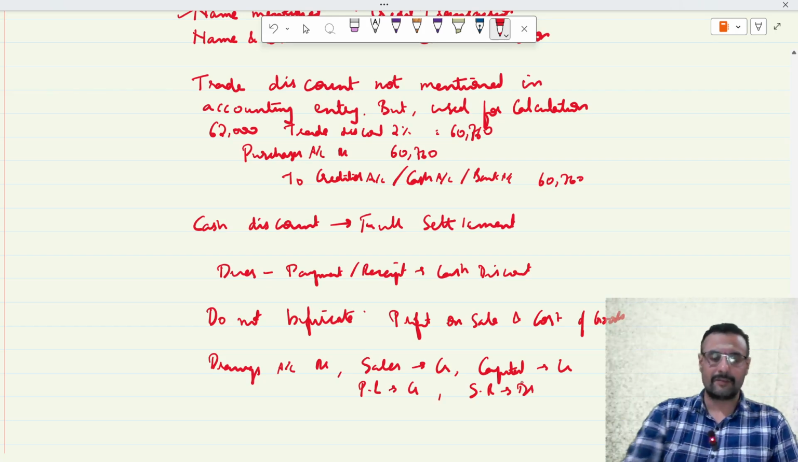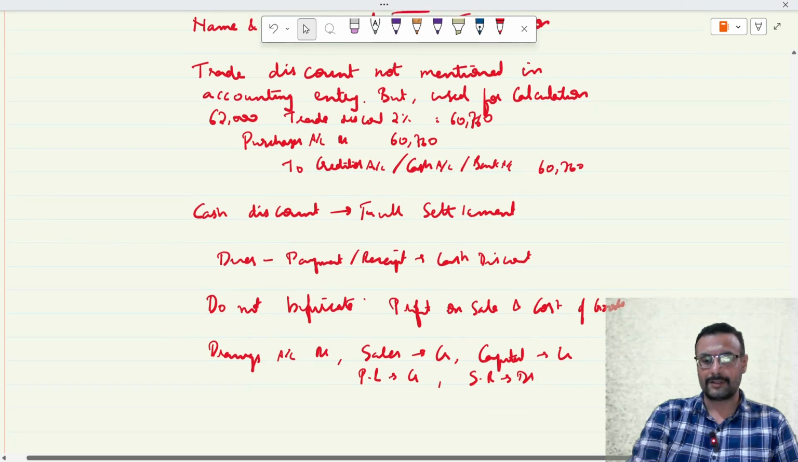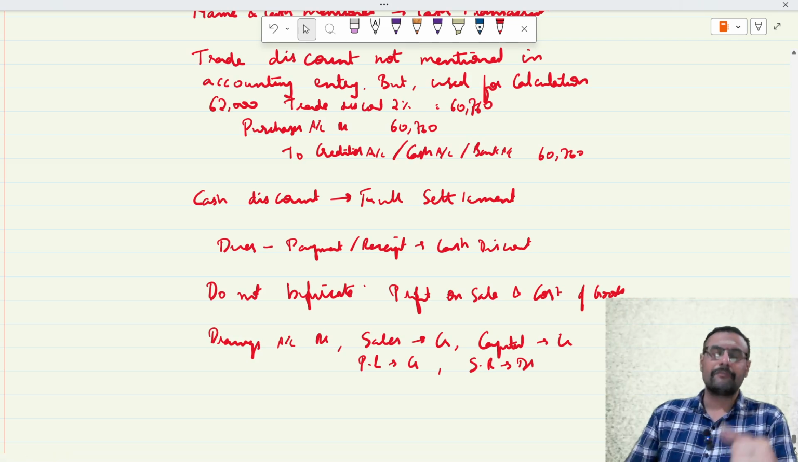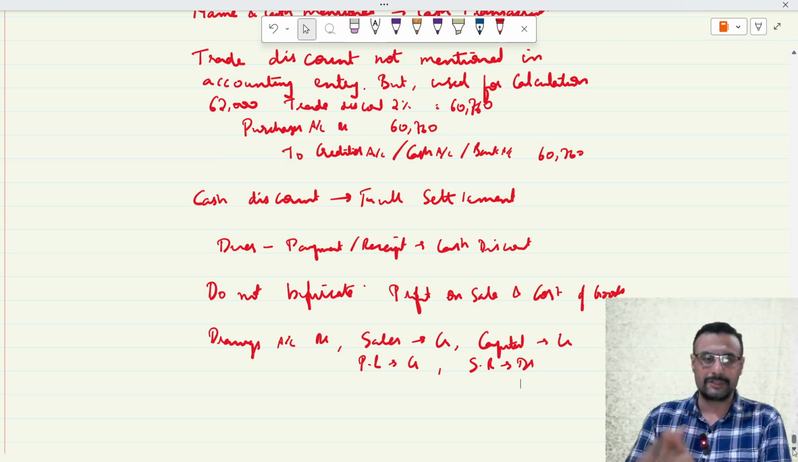If they give receivable and payable, then we should record both the expense and the payable part, that is the liability part. And if they give any receipt, then we should show the income part and the receivable part. These are the important things about journal.